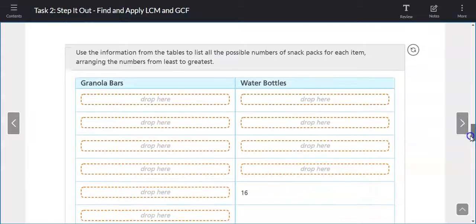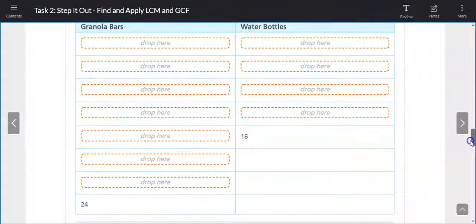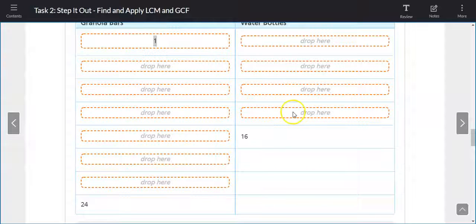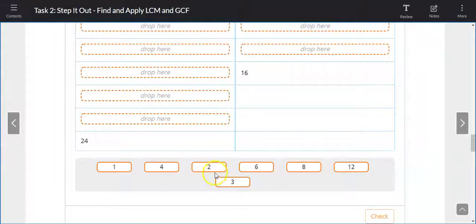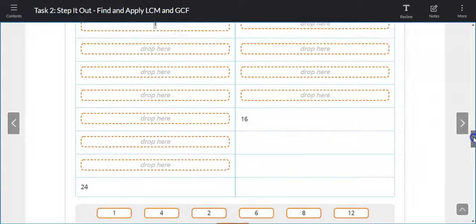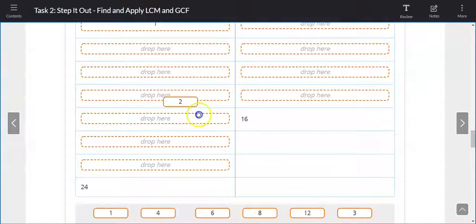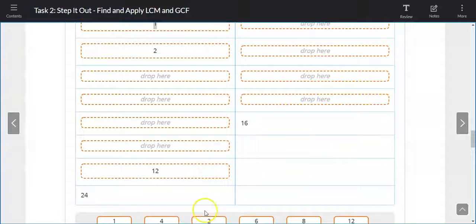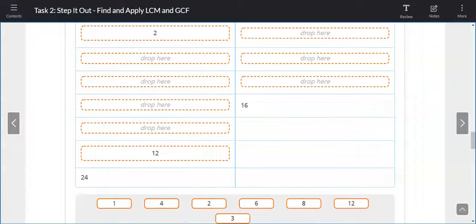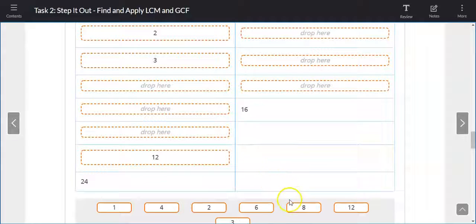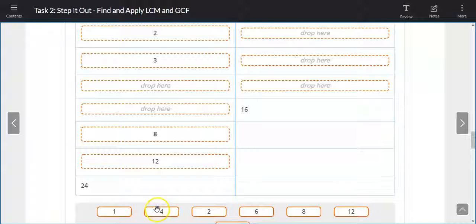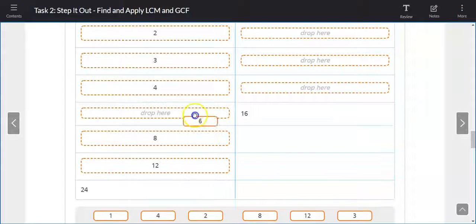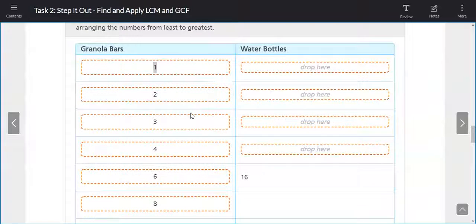There we go. 2 times 12 is 24. I cannot go that far down. Hold on. So I have a 2 here and a 12 down here. 3 times 8 is 24. And 4 times 6. It's taking me so long because I need to get them in order from least to greatest. So make sure you do that.